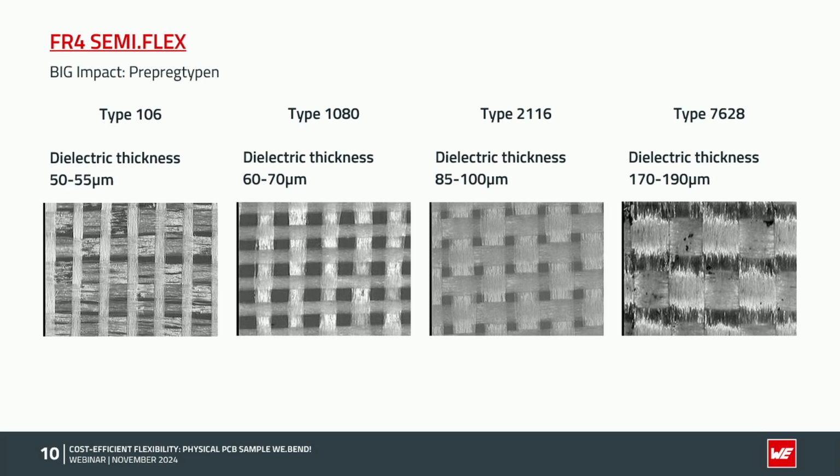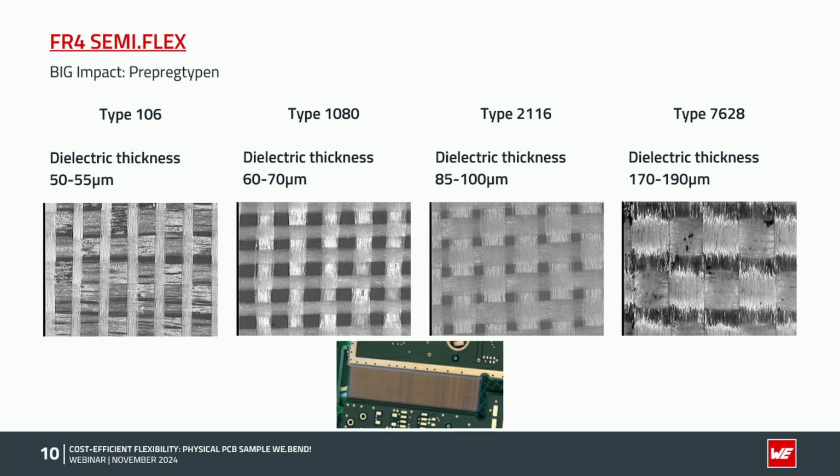You can see on the pictures that the glass is not that thick, so it's a bit more bendable. And if we do a SEMI.flex with those glasses or with those prepregs, then it looks like this. So we have a very smooth SEMI.flex area. You cannot see a lot of white areas where the glass is really damaged.